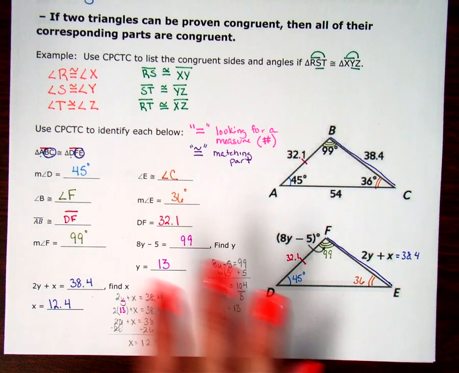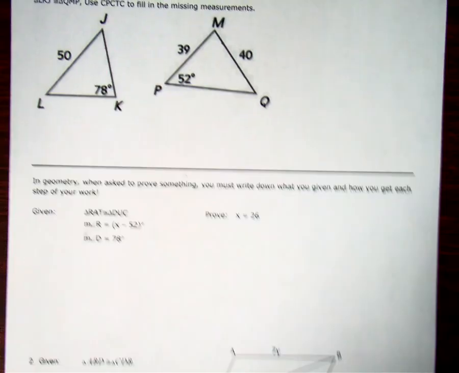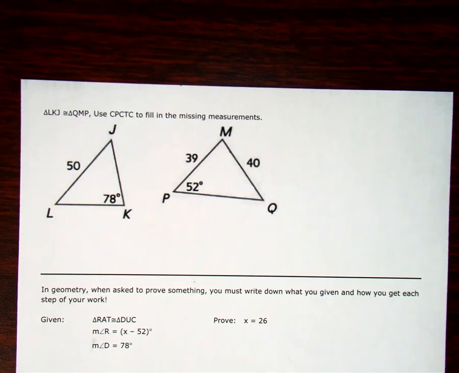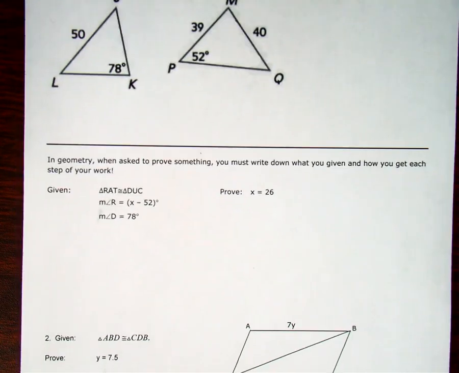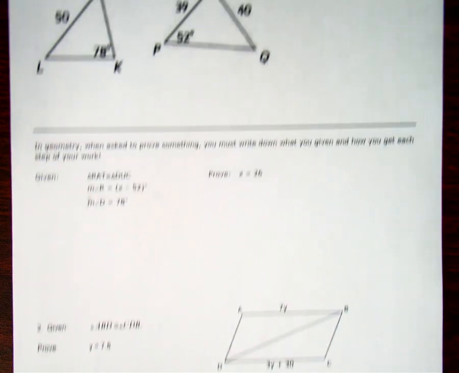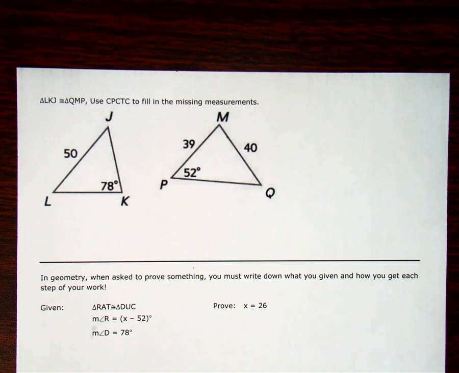Okay? All right, so hopefully that helped you. We used congruent parts of congruent triangles are congruent and the given congruence statement to be able to fill in all of these missing values. Okay? In the next video, we are going to continue using our CPCTC, our congruent parts of congruent triangles, to complete some proofs and also do another example.